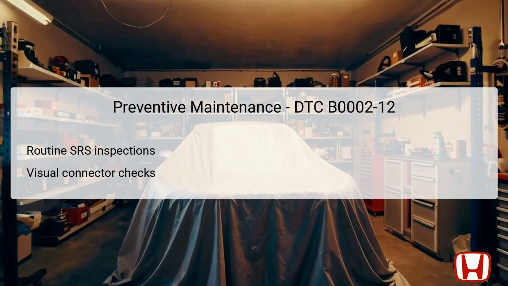Preventive maintenance is vital for ensuring the longevity and safety of the SRS system in Honda Accord vehicles. Regular routine inspections of the SRS components should be scheduled, allowing for early identification of potential issues before they escalate into more severe problems. During these inspections, a visual check of connectors and wiring should be performed to spot any signs of wear, corrosion, or damage.